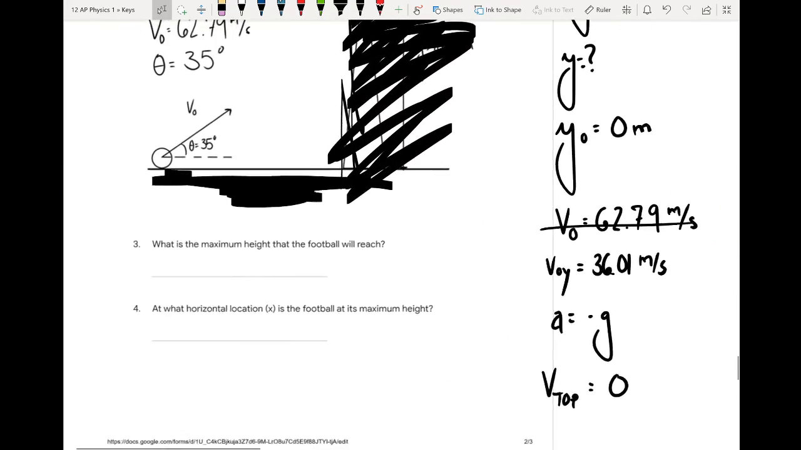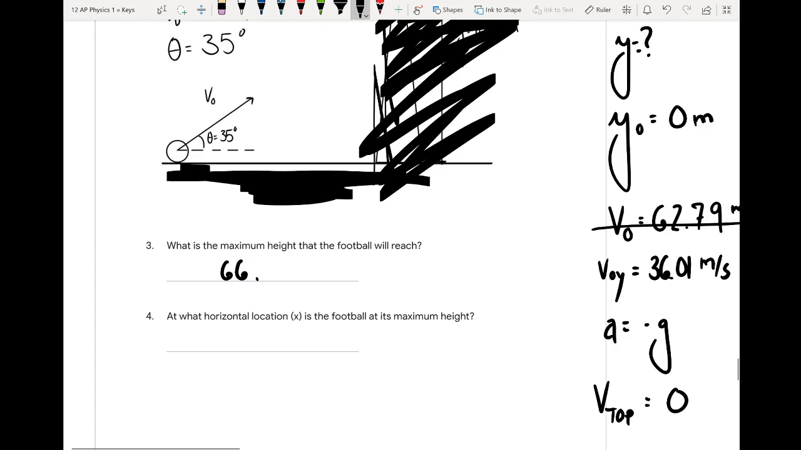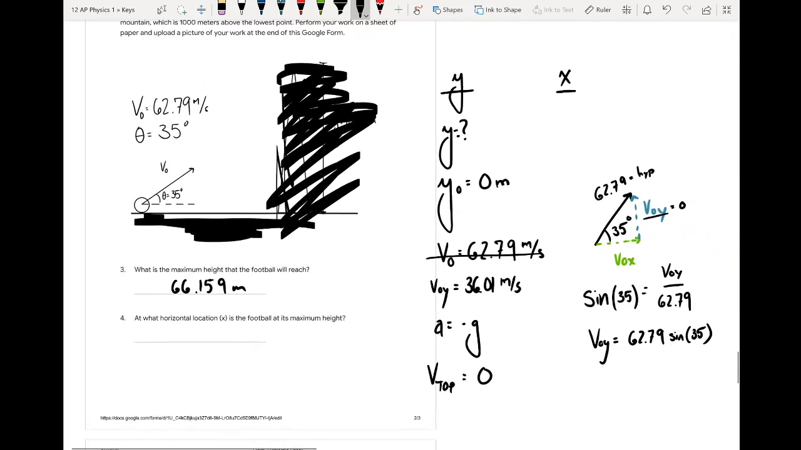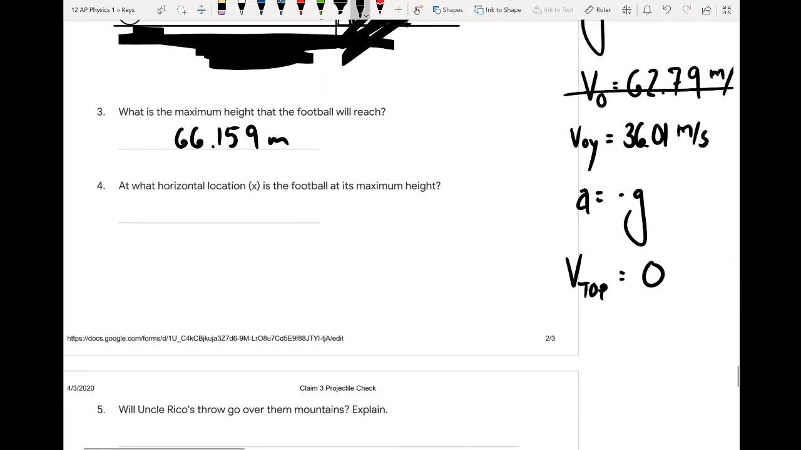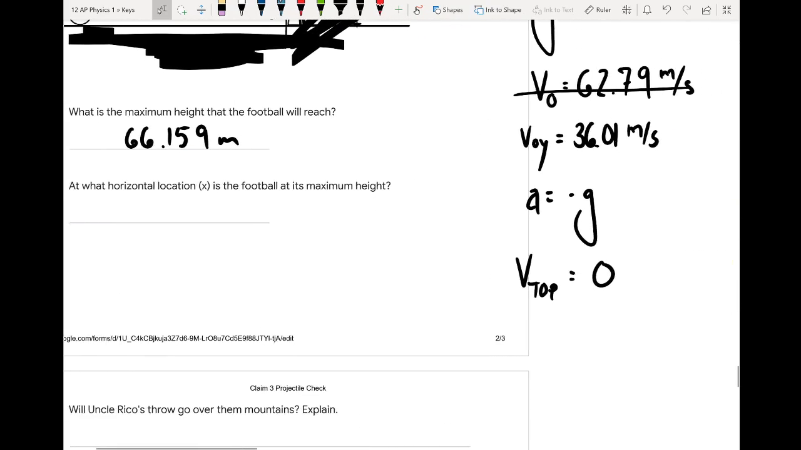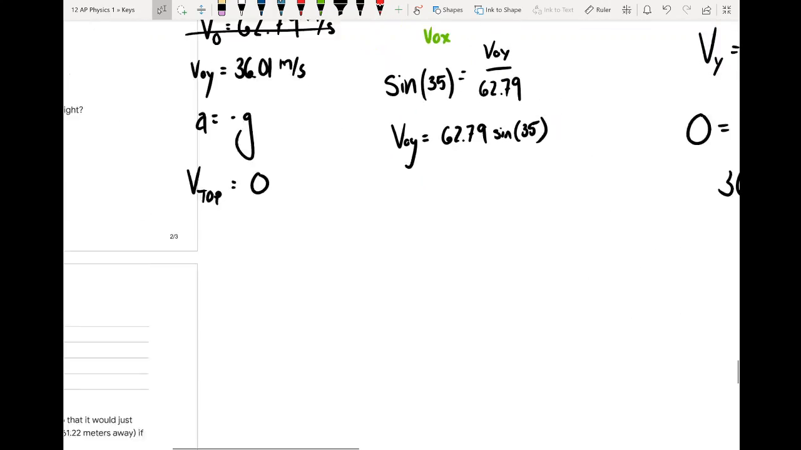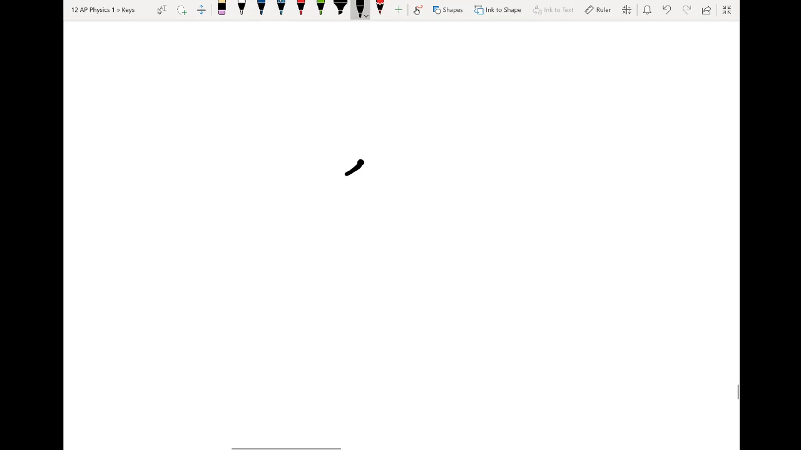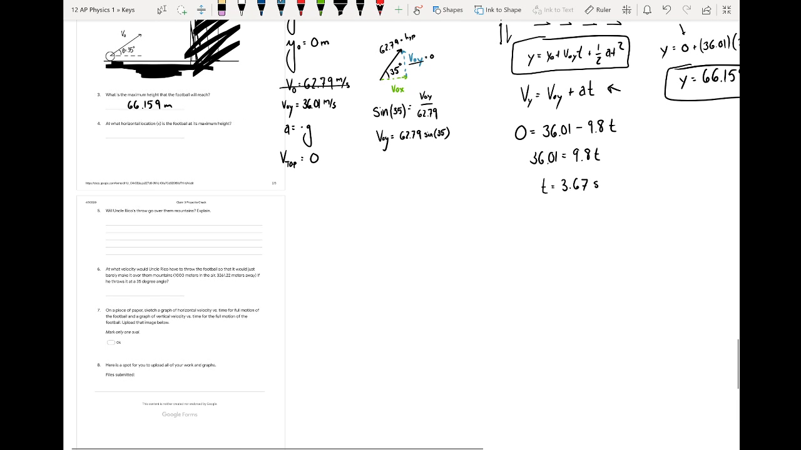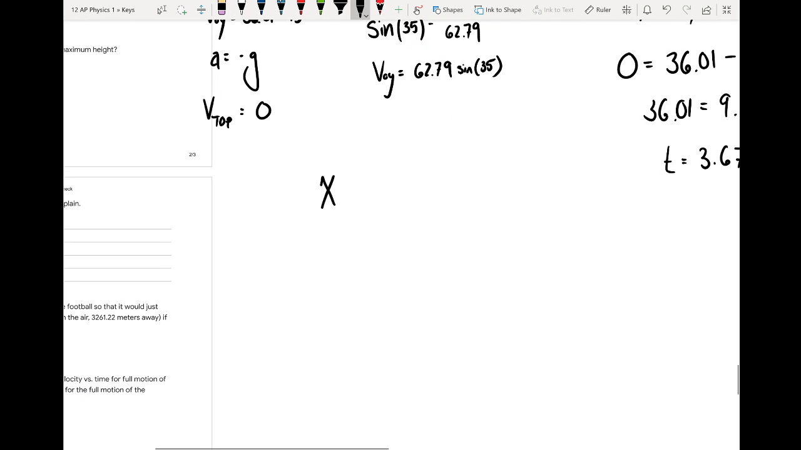All right, so what's the maximum height that we reach? 66.159 meters, which is not good because we need to have a maximum height of 1,000 meters. But then at what horizontal location x is the football at its maximum height? So we will go over to our x equation. In our x direction, we want to figure out some position at some time, so we can use our position equation.